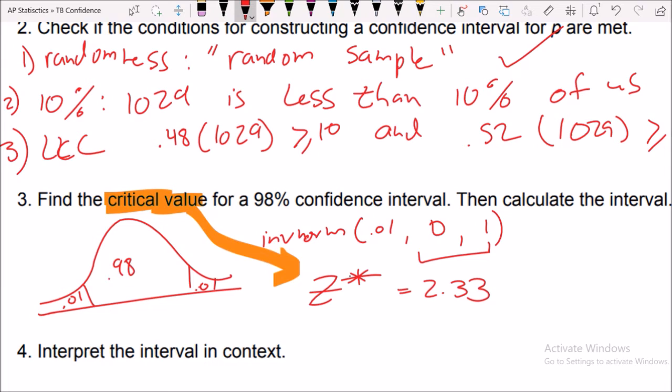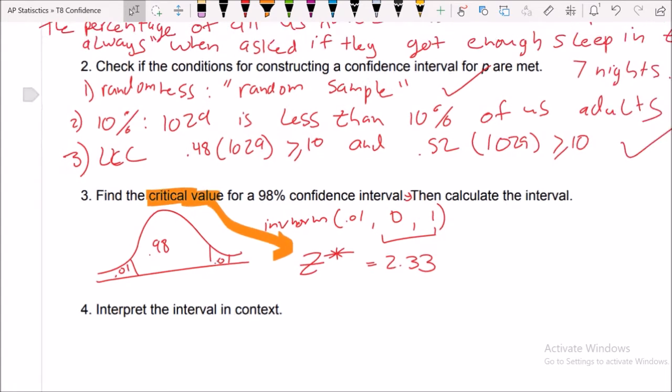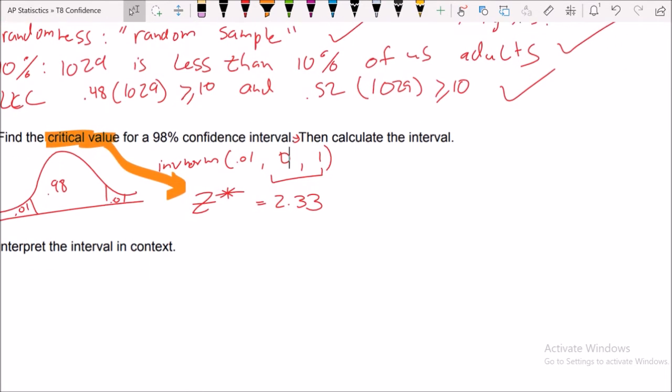Okay, they then ask us to calculate the interval. Right now, I'm going to show you 2 different ways to do this. I'm going to show you how to do it by hand, and I'm also going to show you how to do it with technology. Okay, so let's start out by doing it by hand.